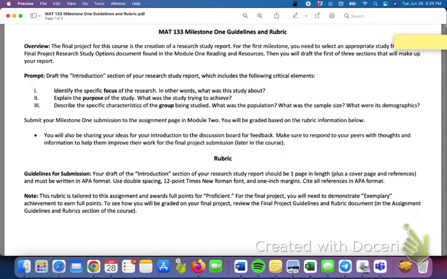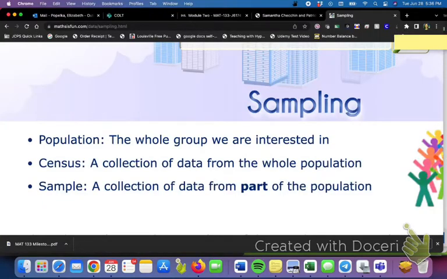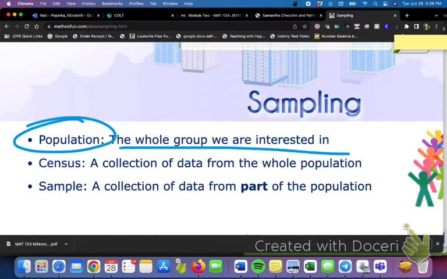And then the last question that you're going to answer, so the characteristics of the group being studied. So depending on whether you're watching this video before you've read the assignment for this week or after, you might not know exactly what the difference is between population and sample. And so the population is the entire group that we are interested in.